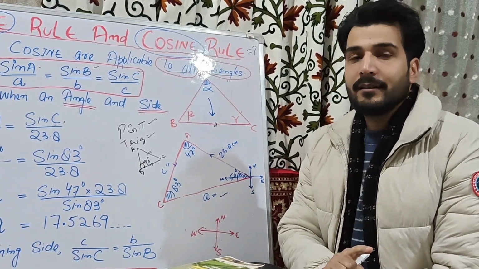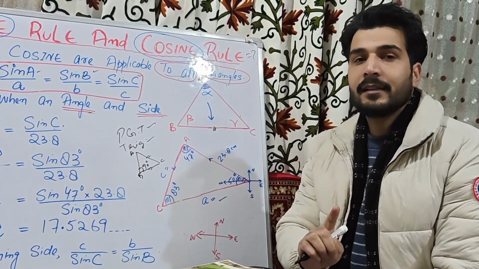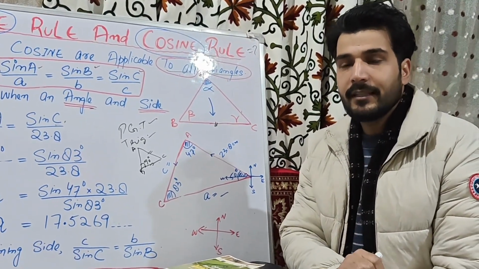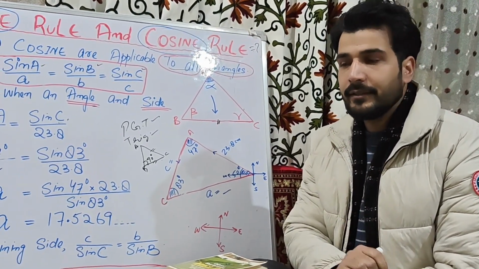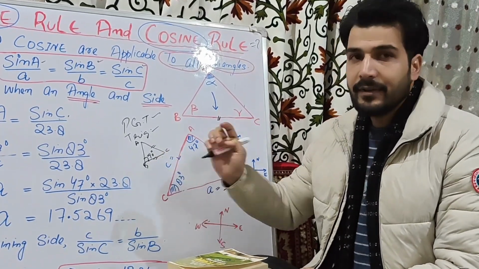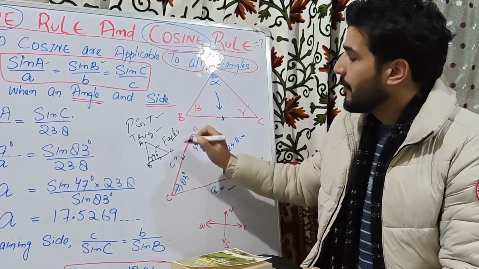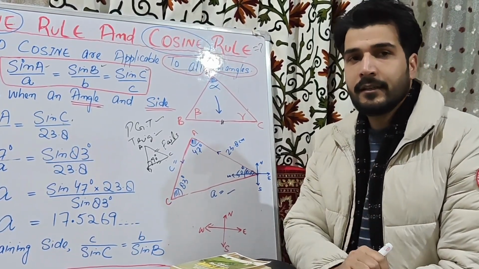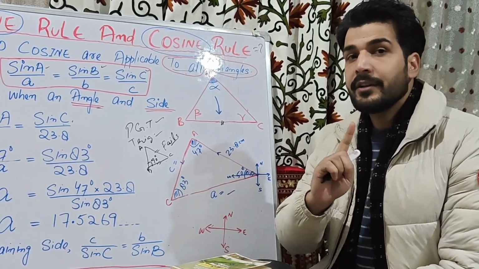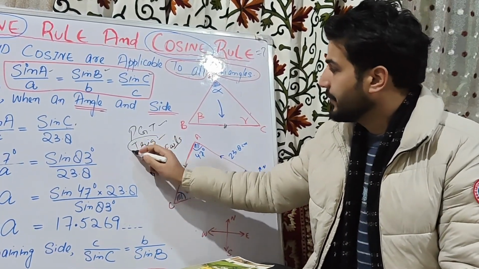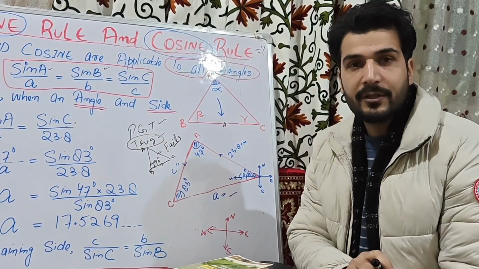But there comes a point where the Pythagoras theorem fails. The point at which Pythagoras theorem fails, the role of trigonometry comes into play.